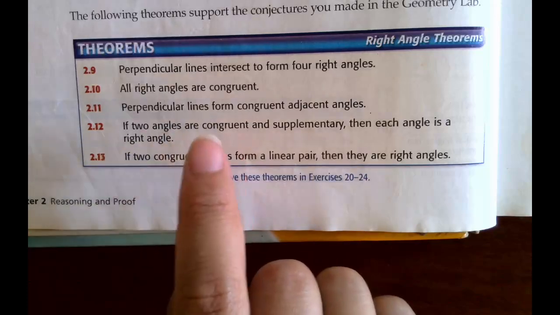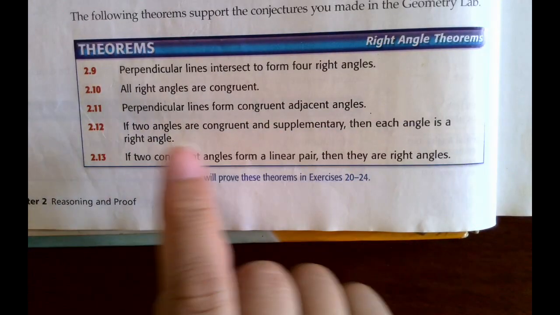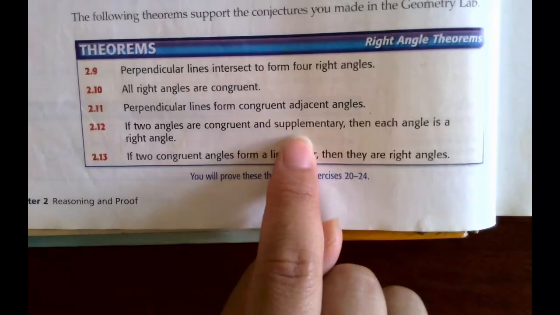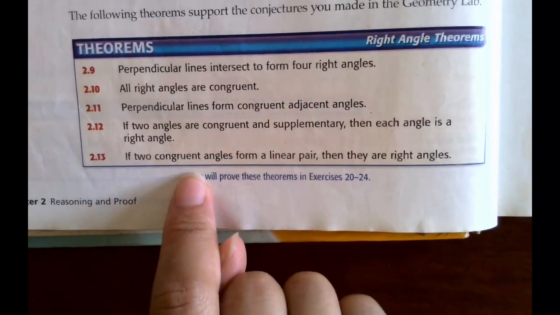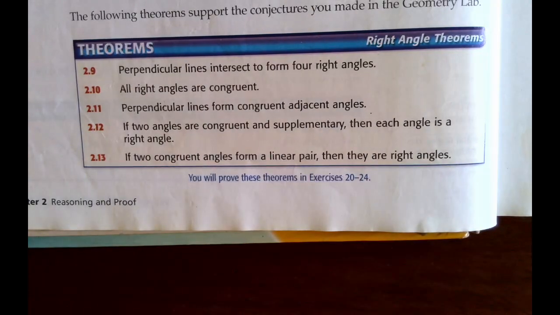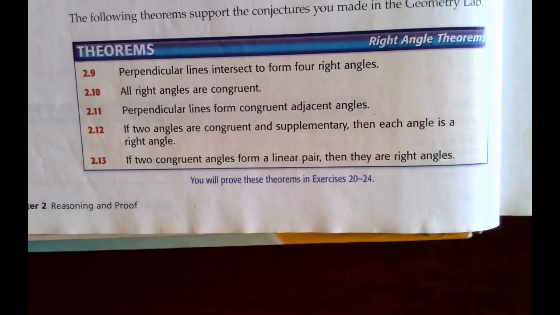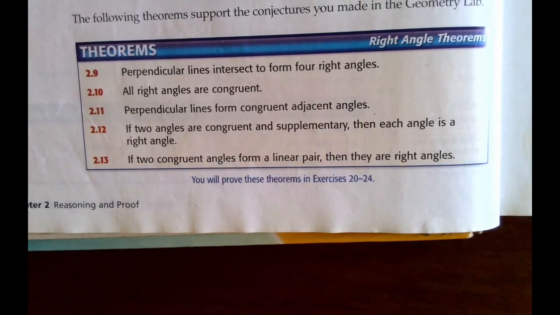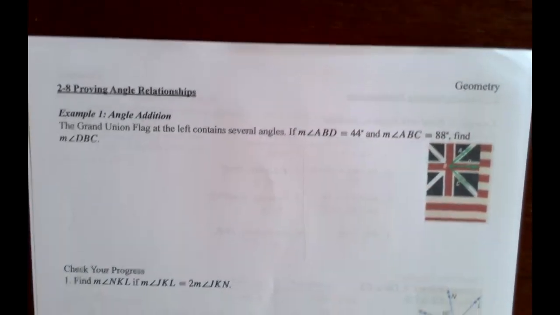If two angles are congruent and supplementary, then each angle is a right angle. Right? They would have to both be 90 in order to add up to 180. Okay? And then if two congruent angles form a linear pair, right, then they have to be right angles as well, because they have to be congruent and add up to 180 for the linear pair. So they both have to be 90. Okay, so let's get started with example 1.